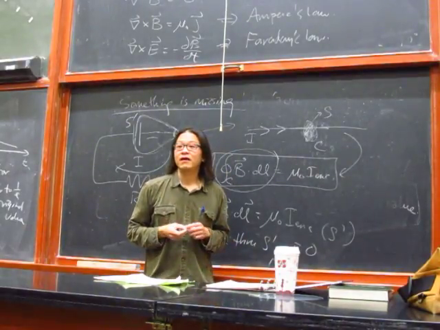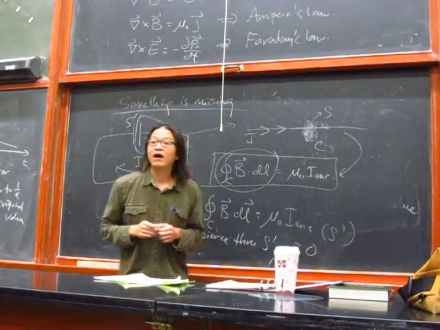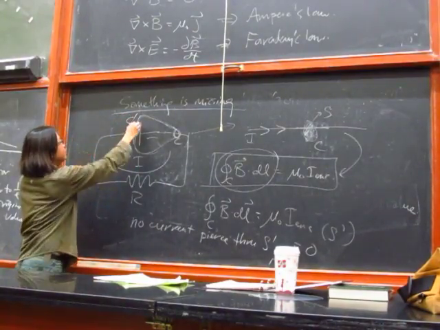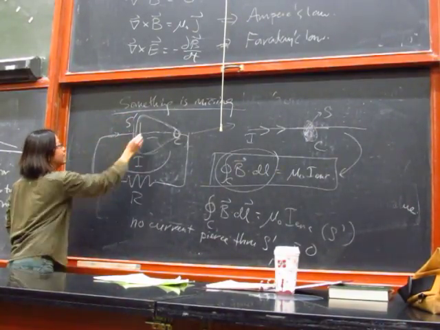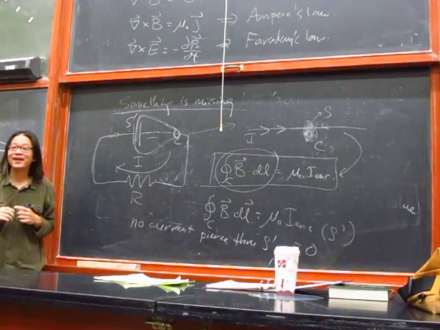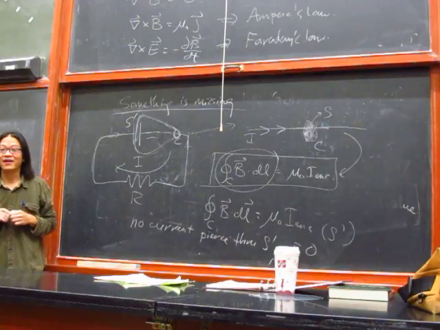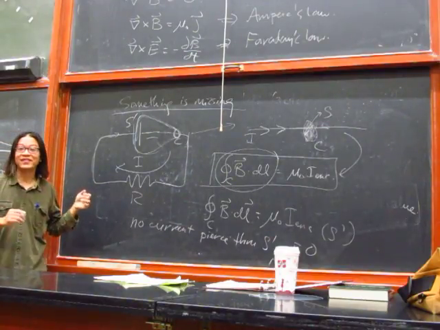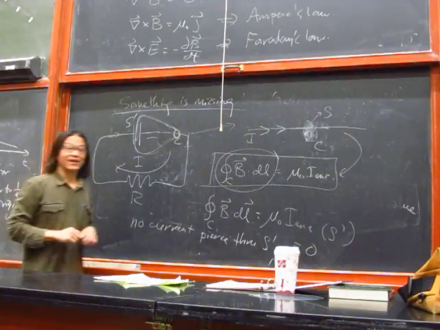Why would there be no current piercing through it? Because there is no current here. Oh, I see, current is only on the wire, and the wire doesn't pierce through that surface. So something is definitely not right.